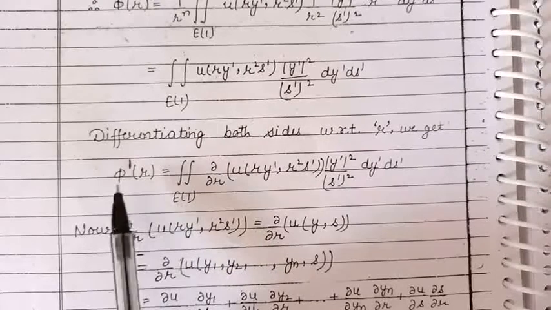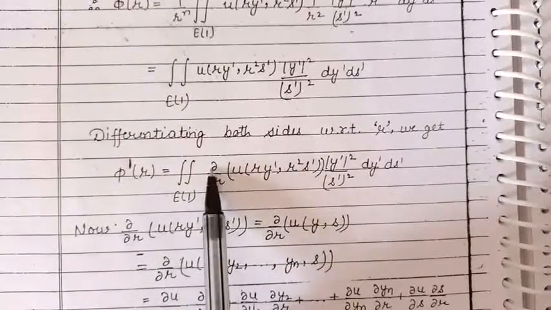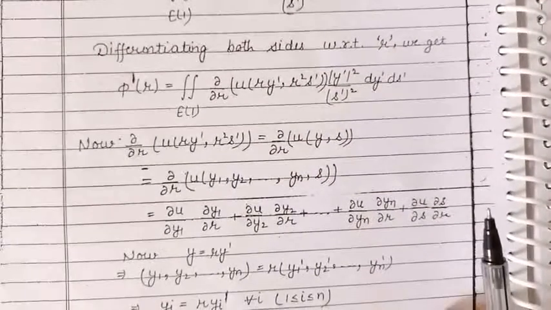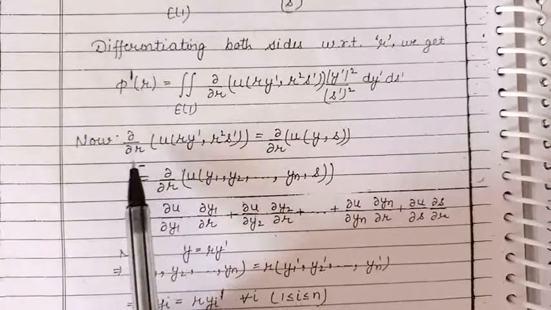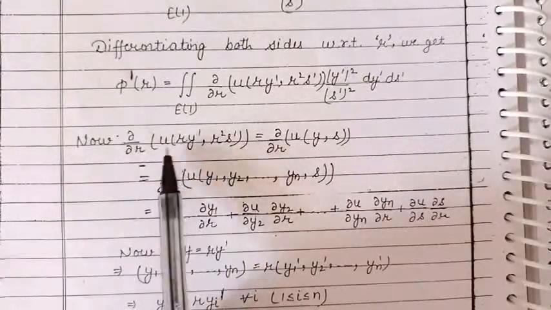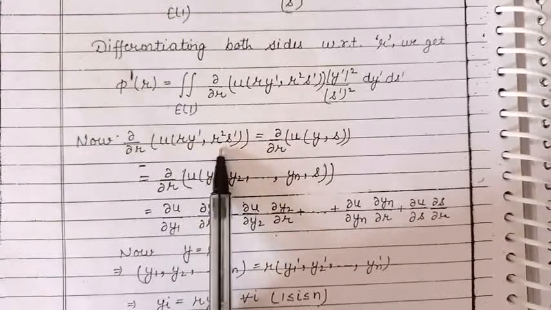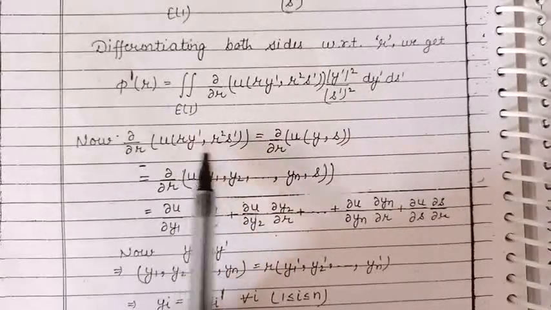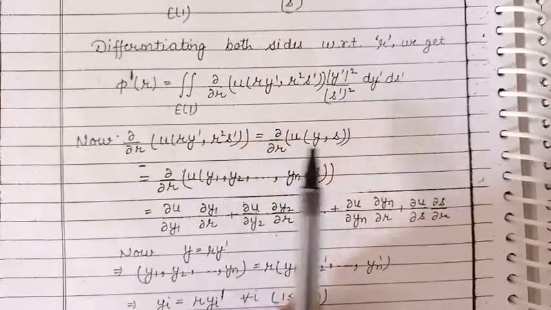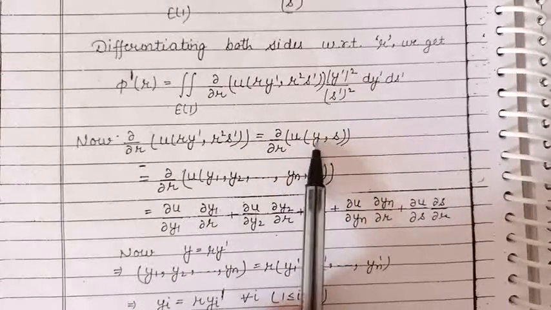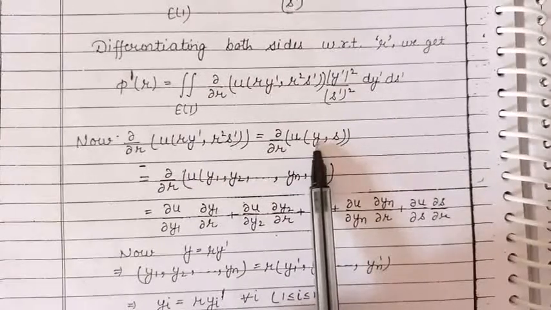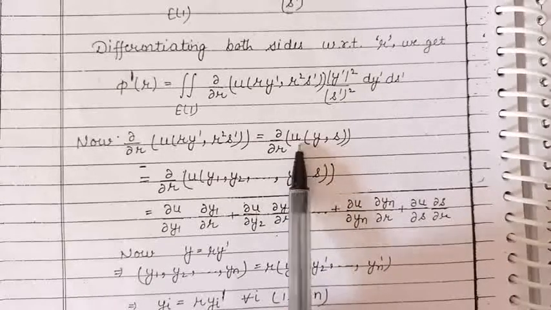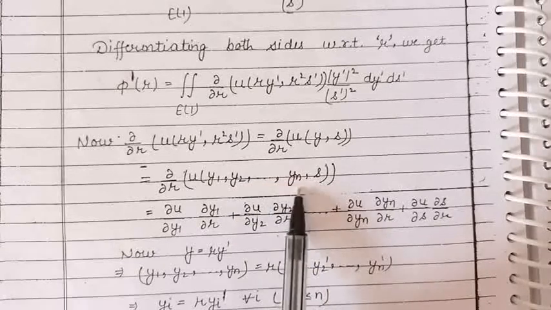Now in order to find phi dash r, we require the partial derivative of function u with respect to r. So let us find it separately. Here u is a function of r y dash and r square s dash, and according to the notations we have taken, r y dash is y, and r square s dash is s, and y is an n dimensional vector. Suppose its components are y1, y2, y3 up to yn.